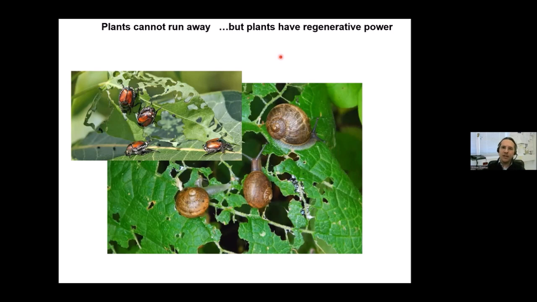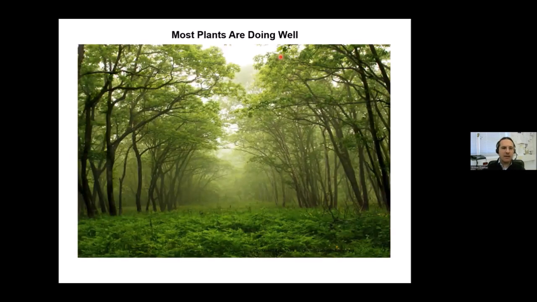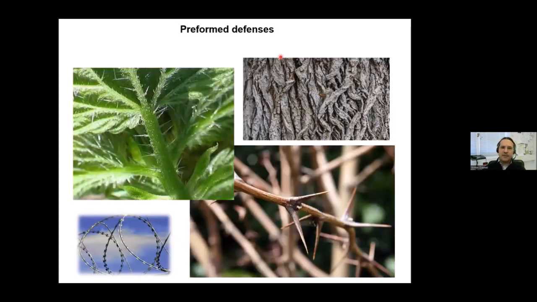They can afford to lose a leaf without having an impact on their individual life. And that's why most plants, if you look into nature, are looking quite fine and happy. And this depends on a strong immune system. And the immune system has different layers. We have, on one hand, a preformed defense or immune system.